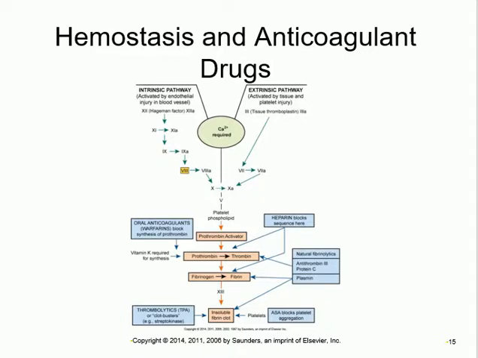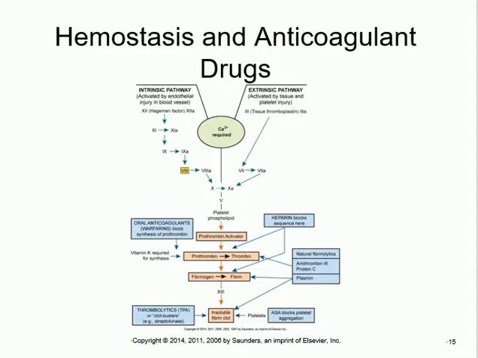Here is the hemostasis. The details are not the most important. Just know that this is the process of coagulation, how it occurs. Calcium is needed for coagulation. Vitamin K, we talked about it. And here is what I just talked about: prothrombin to thrombin, fibrinogen to fibrin, and that will make a blood clot.